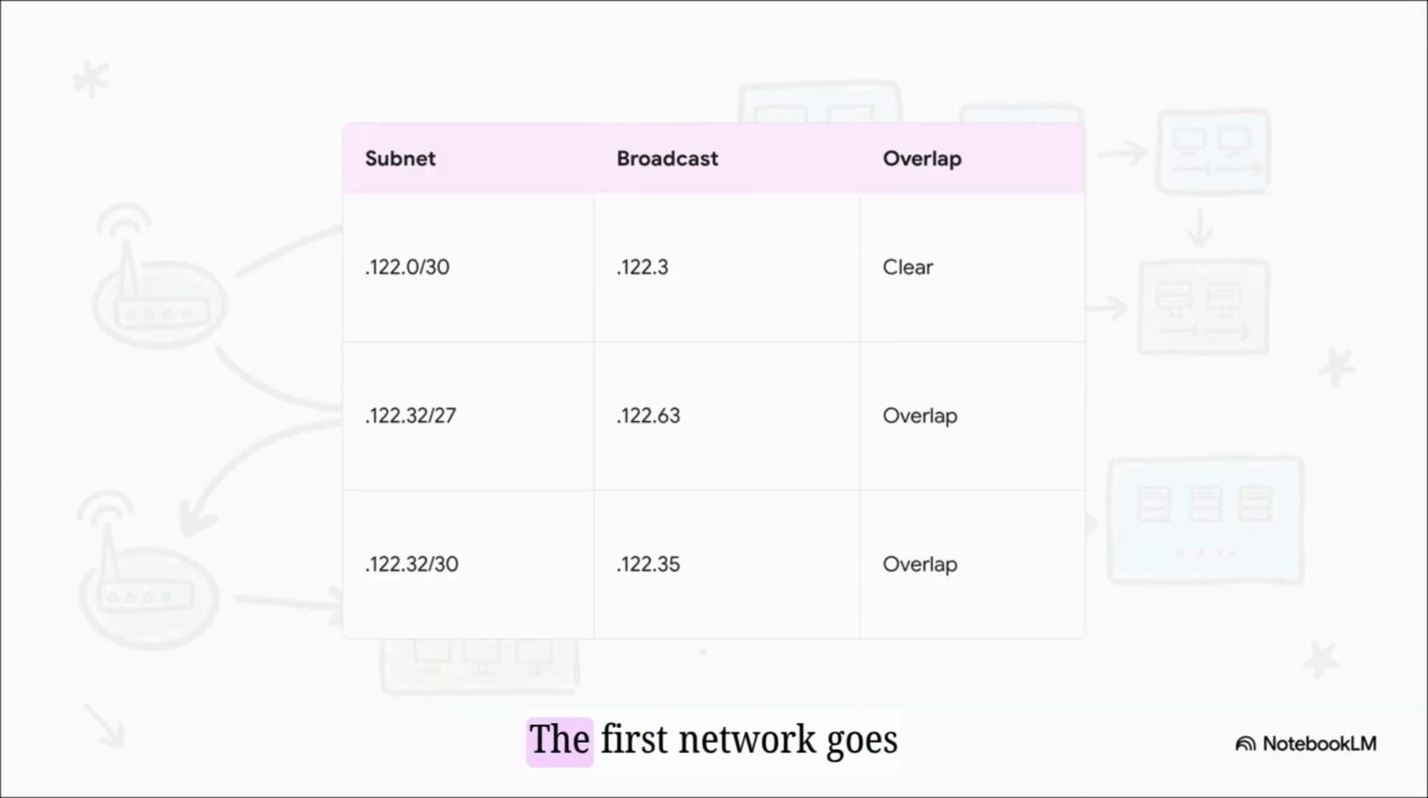Let's look closely. The first network goes from .0 to .3. Clear enough. The next network, a /27, starts at .32 and goes all the way up to .63. But actually, look closely at that third entry. It's a /30 that also starts at .32 and goes to .35. Because we laid out the full range from subnet ID to broadcast address, it is glaringly obvious that the third subnet is completely swallowed up by the second one. That right there is a massive overlap.